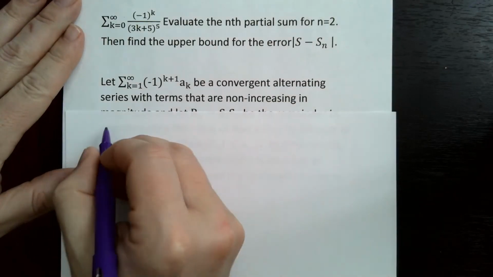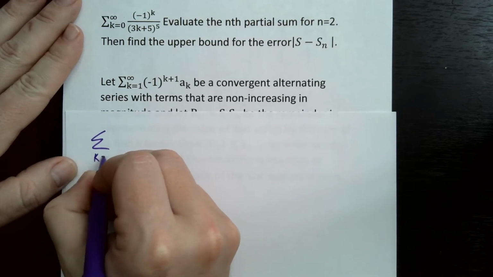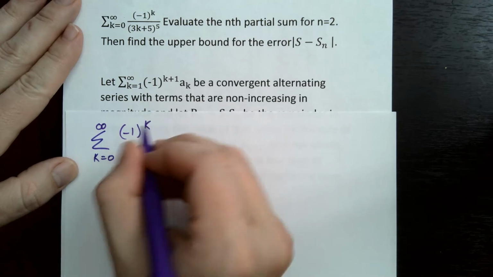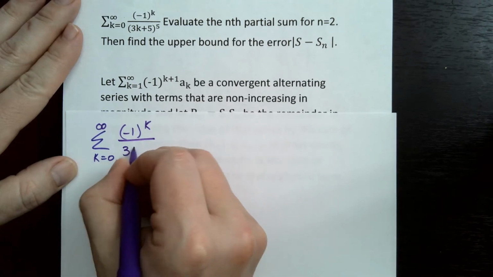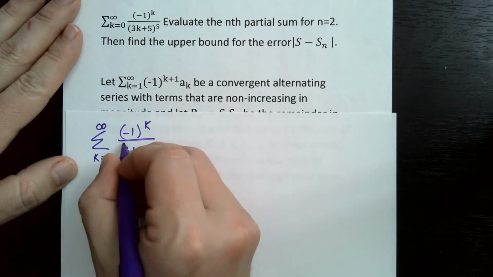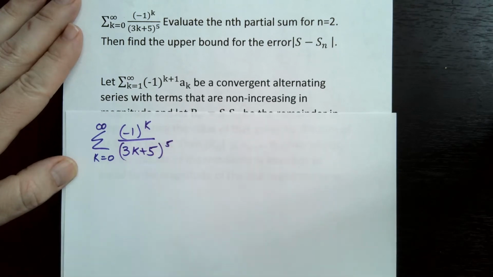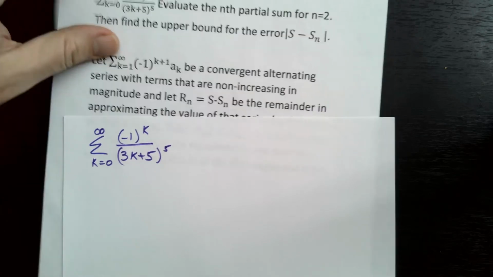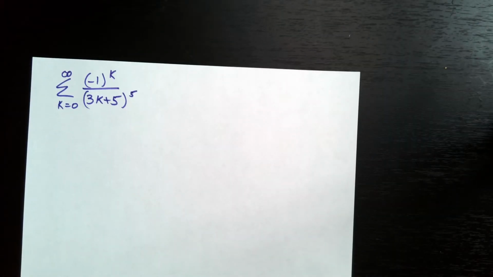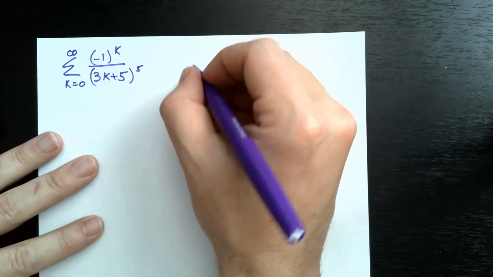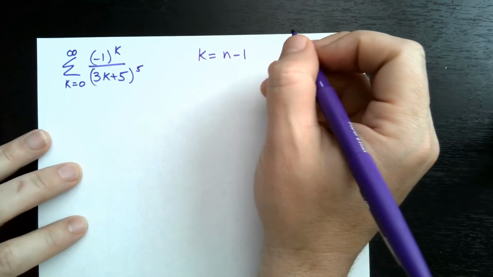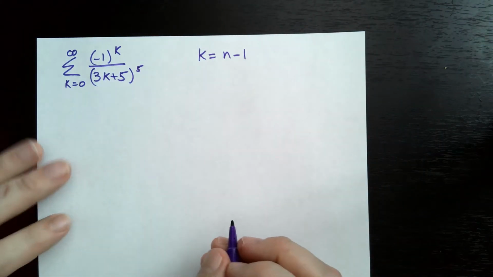So if I have the series, let me write this down, k equals 0 to infinity of (-1)^k divided by (3k + 5)^5. I want to get it where it starts at k equals 1, only I'm going to use n. So I'm going to substitute in k equals n minus 1. Everywhere I see a k, I'm going to put an n minus 1. Okay, so let's do that.